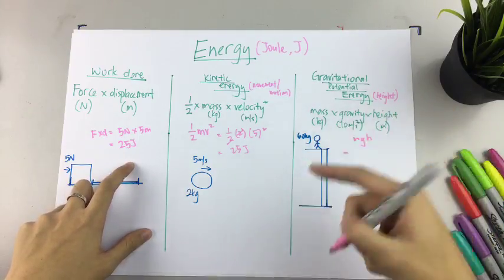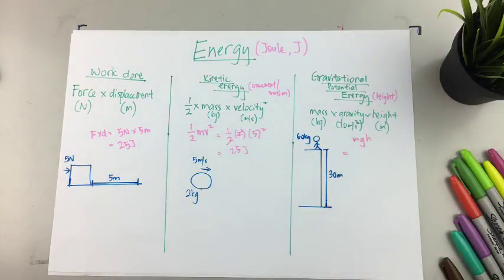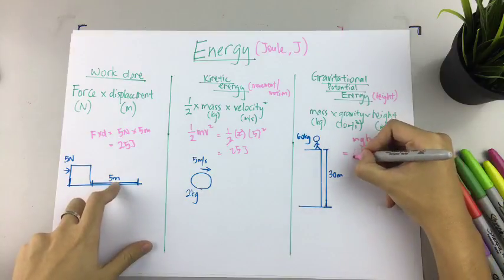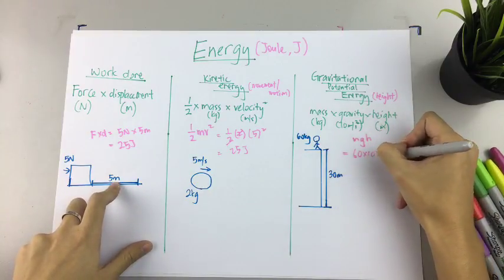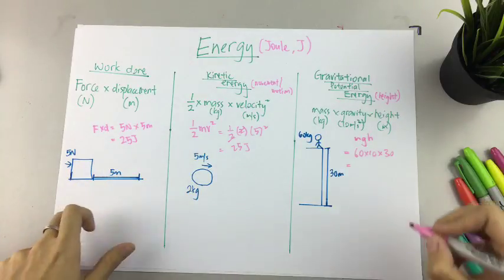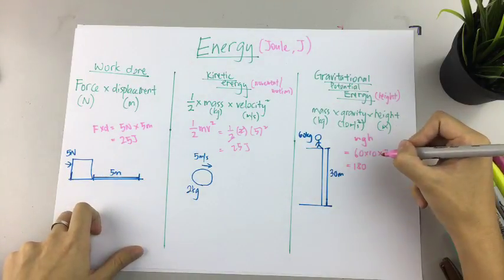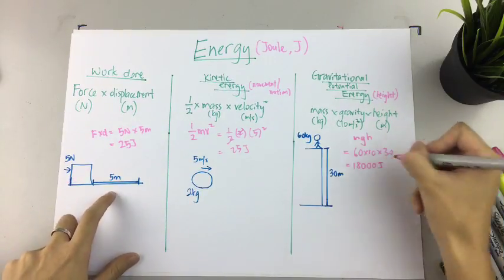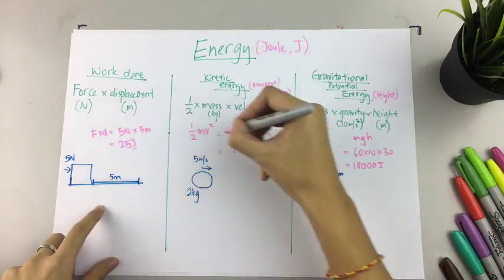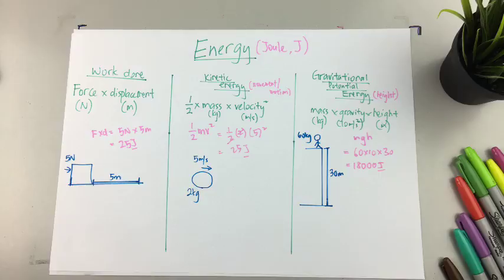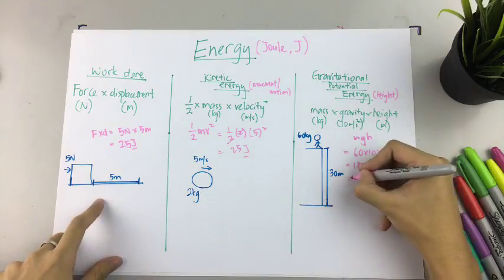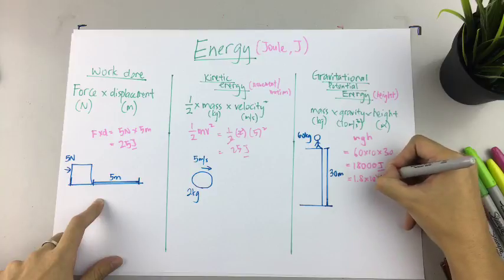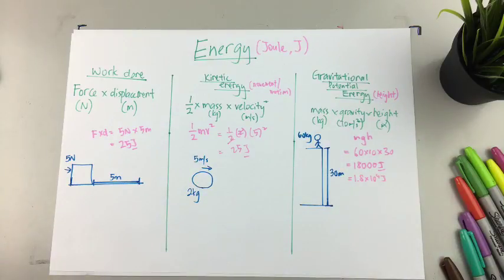So let's say a person of 60 kilograms is standing at a position of 30 meters height. What is his gravitational potential energy? The potential energy stored inside him will be 60 times 10 times 30, so it will be 18,000 joules. Remember, all of them have to use the same unit, joules. It is best if you write it in standard form in your exam: 1.8 times 10 to the power 4 joules.